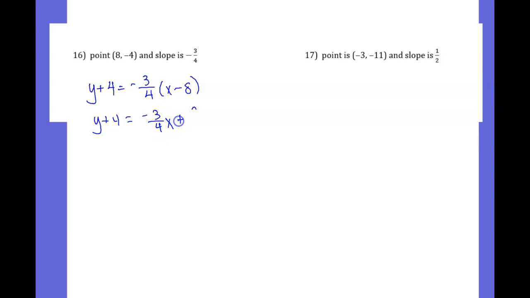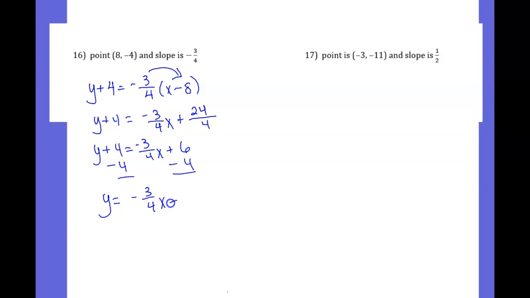16, we've got a point and a slope. We're going to do the same thing. Y plus 4 is equal to -3/4 times (x minus 8). I'm going to distribute that 3/4, so I get -3/4 x plus 24/4 when I multiply. That means y plus 4 is equal to -3/4 x plus 6. Then when I subtract 4 from both sides, I get y is equal to -3/4 x plus 2.